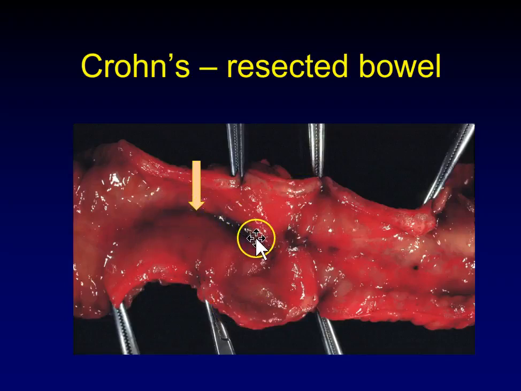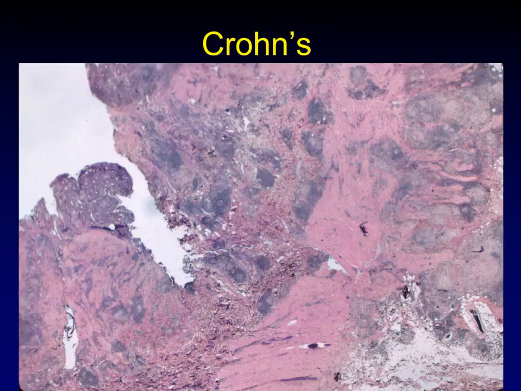The arrow points to this dark structure. This is a large linear fissure. And you notice that the mucosa was rather red.